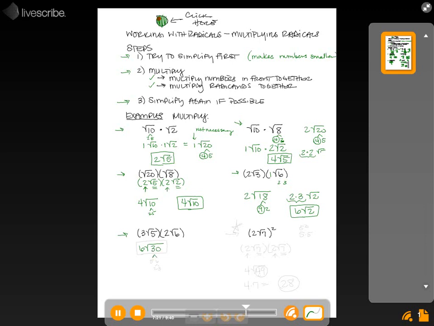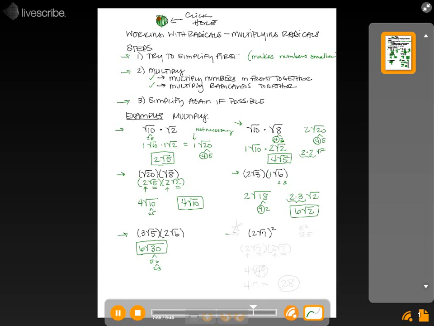Now, to break down 30, we get 5 and 6. Neither of which is a perfect square. 6 is 2 and 3. I still don't have any perfect squares, so it's simplified the way that it is. We just get 6 square roots of 30. So in that particular example, we didn't have to simplify in the beginning. We multiplied together, and we didn't have to simplify at the end. So that was a nice example. All I had to do was multiply. You don't know about that, though, until you've actually done the problem. So be sure to always check all 3 steps. See if you can simplify first, multiply, and see if you can simplify at the end.